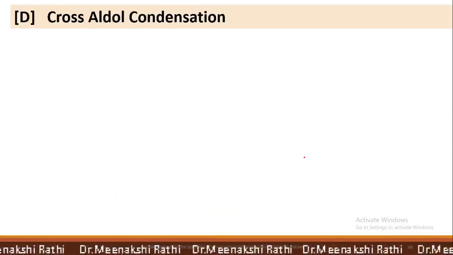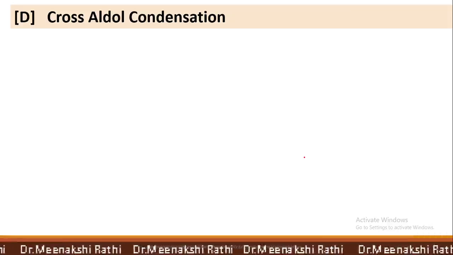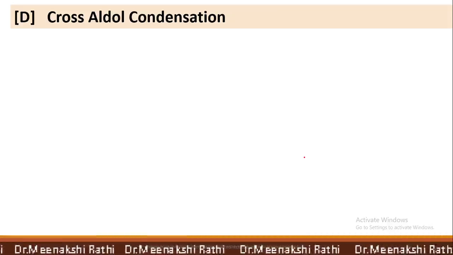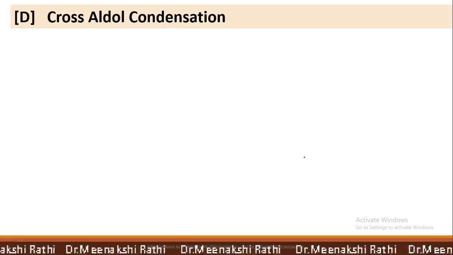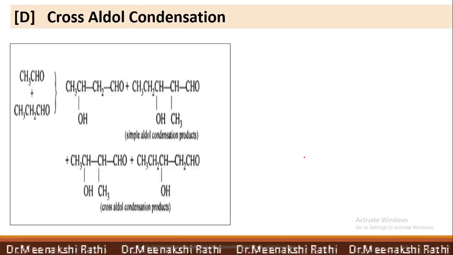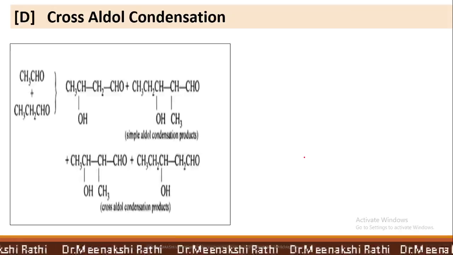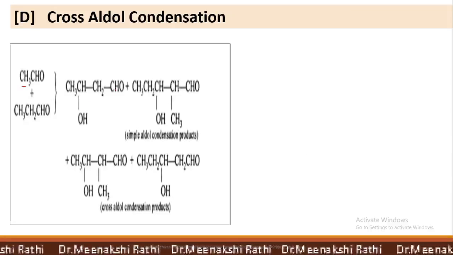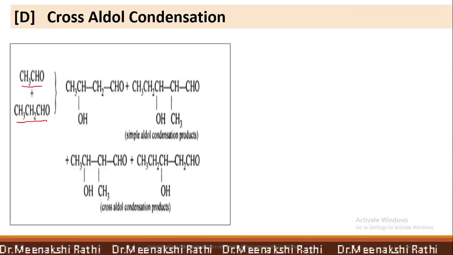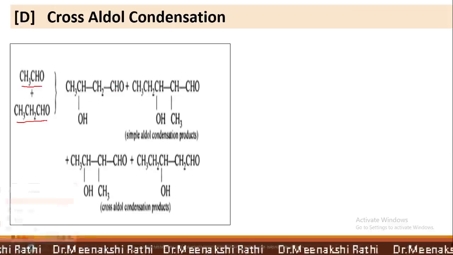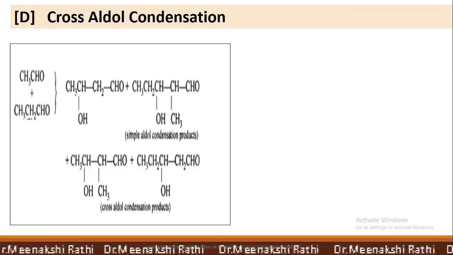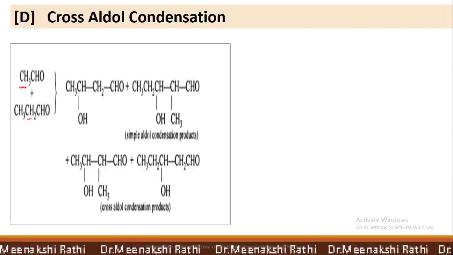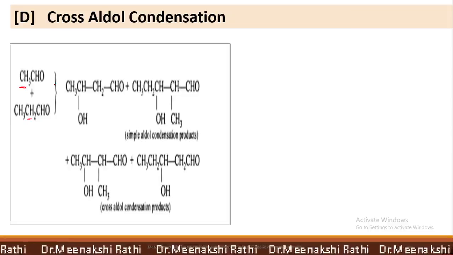Now, what do you mean by cross aldol condensation? When condensation occurs between two different carbonyl compounds, it is known as cross aldol condensation. Now here, if you see, this is one acetaldehyde molecule and this is propanaldehyde. Both the molecules contain alpha hydrogen atoms. So that means both are capable of undergoing aldol condensation. In this situation, we get 4 products.